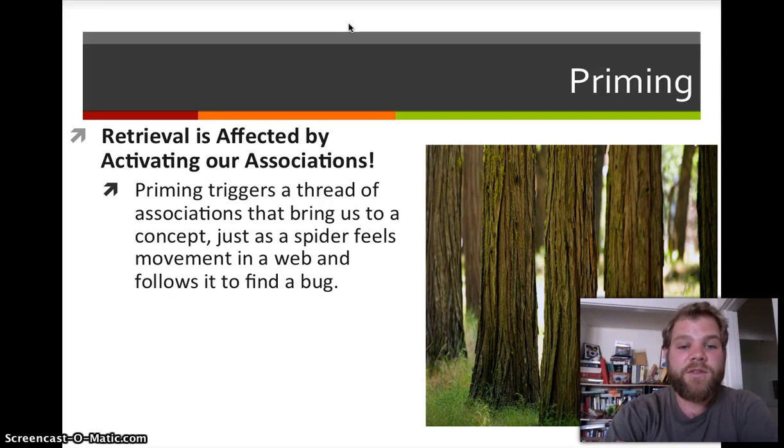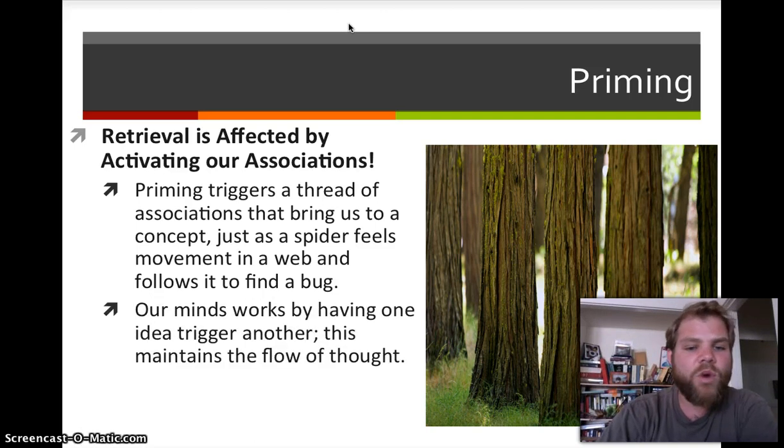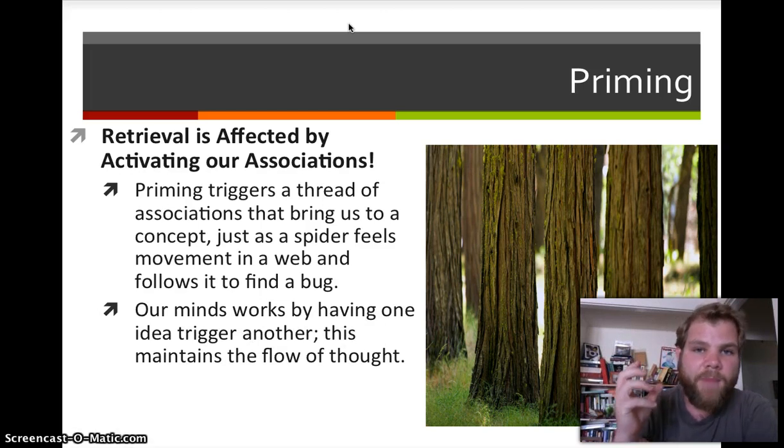It triggers a thread of associations that brings us to a concept, just as a spider feels movement in a web and follows it to find a bug. Our mind works by having one idea trigger another. This maintains the flow of thought. So when you think of something, automatically everything that's associated with that is right there with it, because it's important for our thinking in the world.